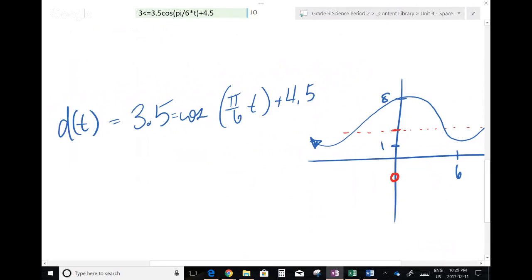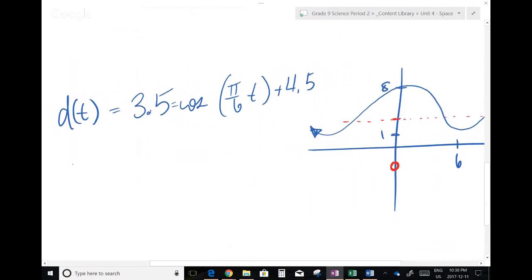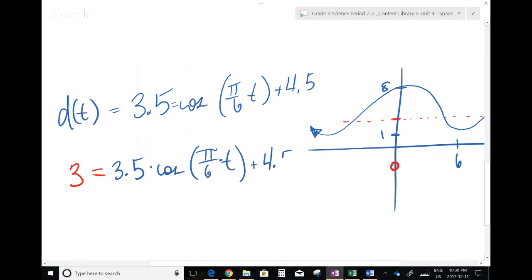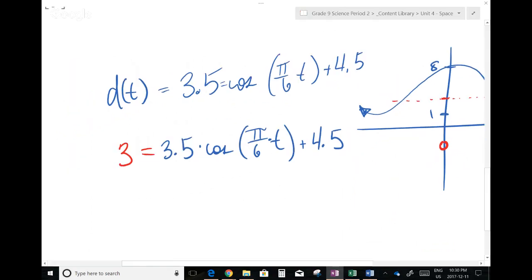But the basic idea is this, that we need to say, we want to know at what times, and this is exactly what you said, that we want to set the height to 3 meters. So we can say 3 equals 3.5 times the cosine of pi over 6 times t plus 4.5. All right, so there we are. And now we just want to solve this, and it's really not so bad.